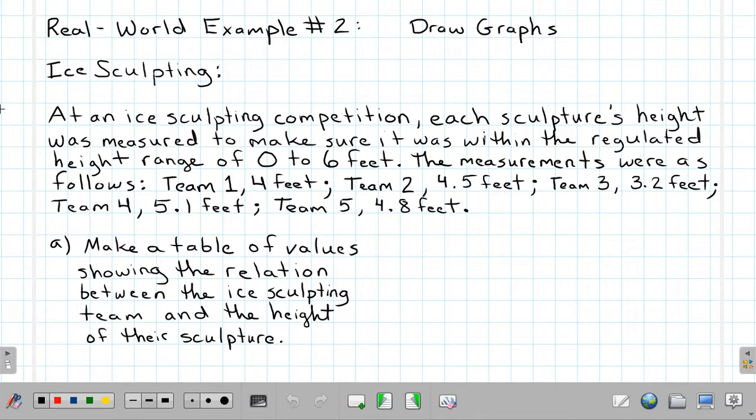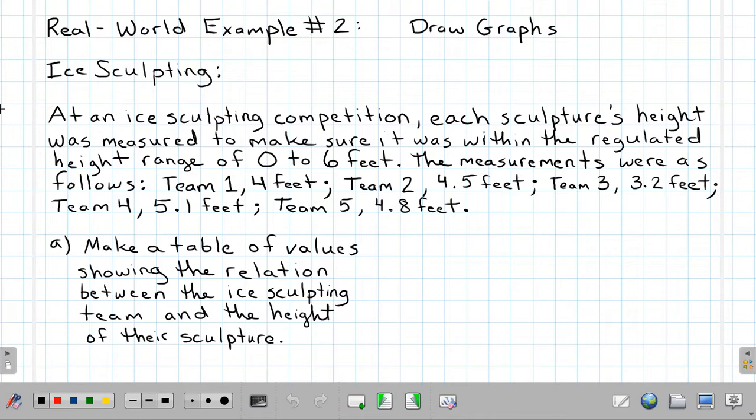Got to know how to read this. Okay, so all this means is every single ice sculpture had to be measured to make sure it was between 0 and 6 feet. Because, for one, does it make sense to have an ice sculpture that is 0 feet tall? Well, no. That would mean it's just flat. You can't really do much with a flat ice sculpture.